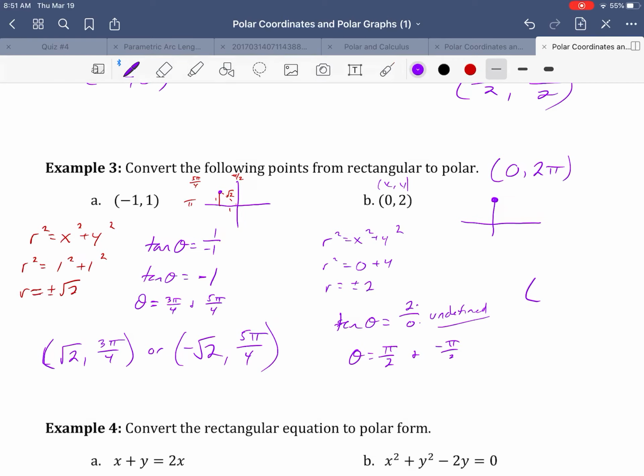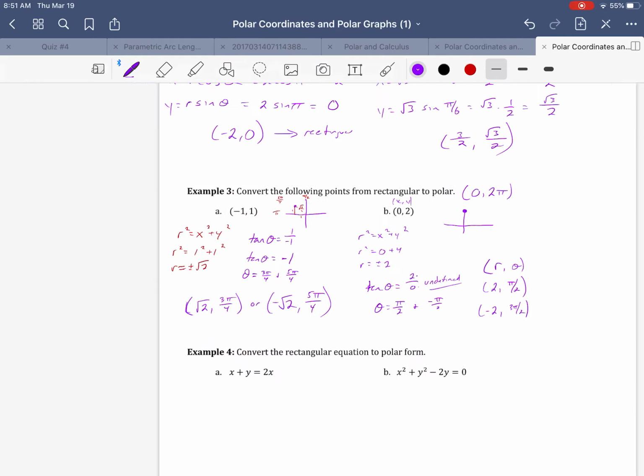So an answer here would be your radius is 2 and your direction is pi over 2. Or you could say -2, 3 pi over 2. Or -2, negative pi over 2. All the same.